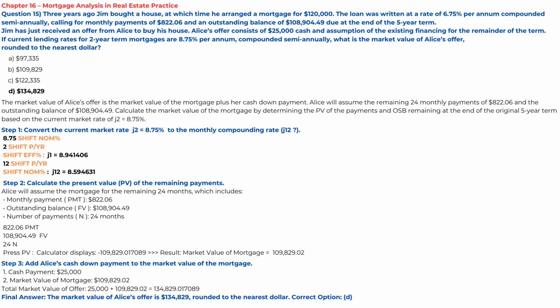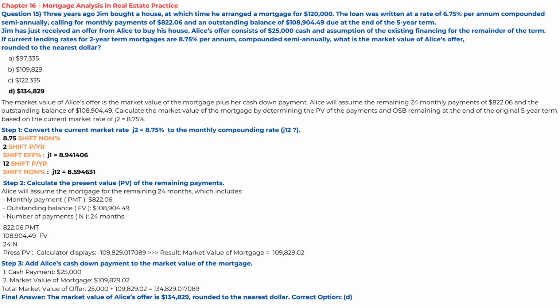Step 1. Convert the current market rate J2 equals 8.75% to the monthly compounding rate J12. 8.75, Shift NOM. 2. Shift PYR. Shift Effective. Calculator stores J1 equals 8.941406. 12. Shift PYR. Shift NOM. J12 equals 8.594631.